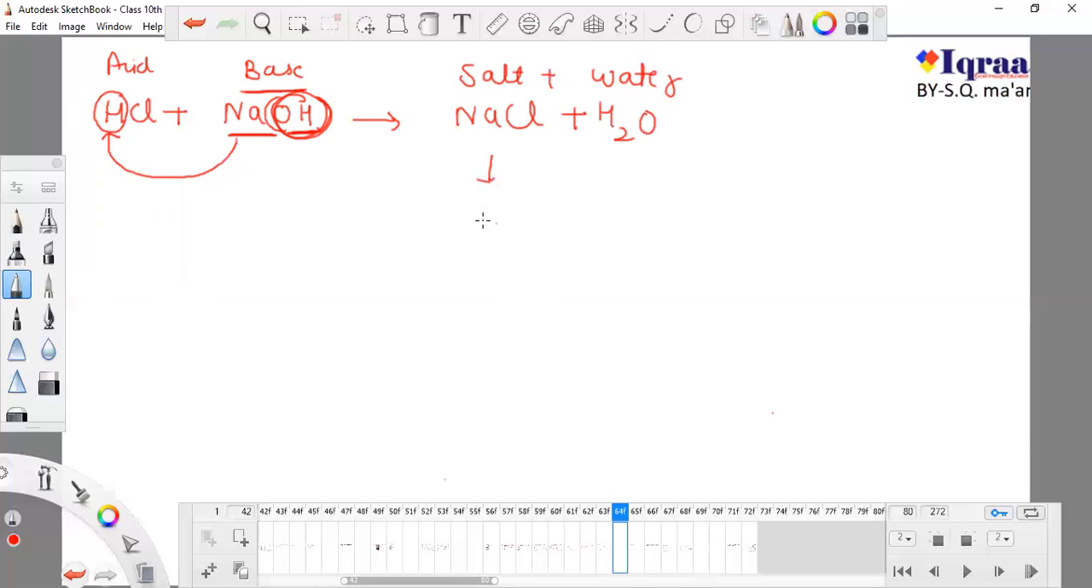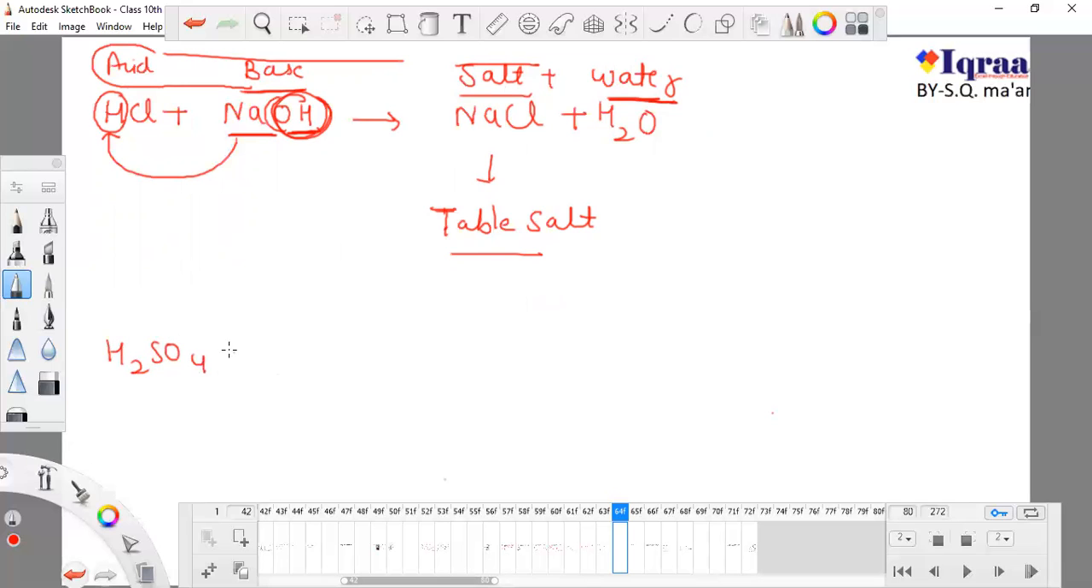This salt is our table salt or white salt we use. This is our table salt, the general white salt which we use. So whenever acid and base react, they will form salt and they will form water. Now I am using a hard example, that is H2SO4 plus, this is acid, and I am taking calcium hydroxide. Okay, again I'm using 2 here. I haven't used 2 here.